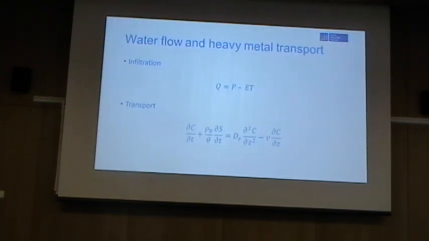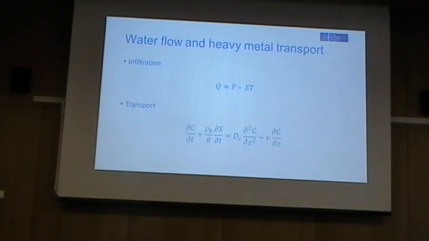A little information about the water flow and heavy metal transport. The major way heavy metal goes into the soil in nature is atmospheric deposition. So the water balance at the upper boundary is Q equals P minus AT, where Q is the water flux density, P is the precipitation, and AT is the evapotranspiration.